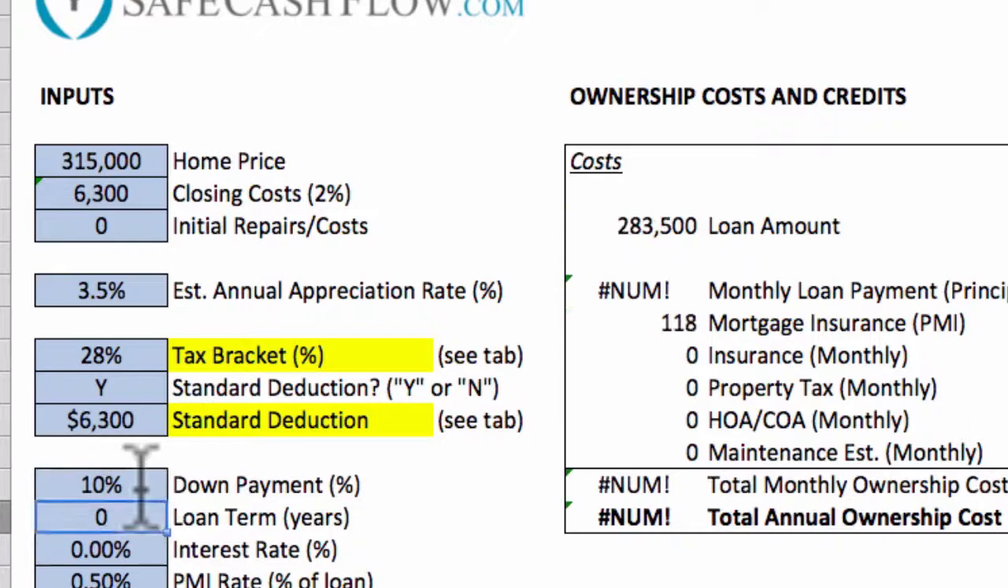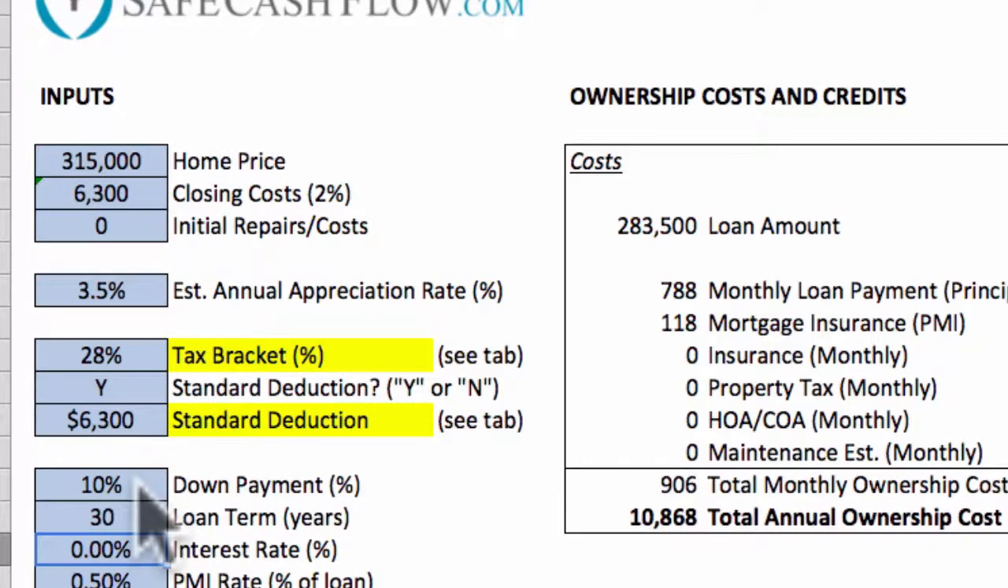In some cases, you'll get in for less money out of pocket than that. In some cases, it'll be more, especially if you want to avoid mortgage insurance. But if you put less than 20% down, you will see the sheet calculate the mortgage insurance. On loan term, that's going to be the amount of years that your loan is. Most people are doing 30-year mortgages, so we'll put that in there.